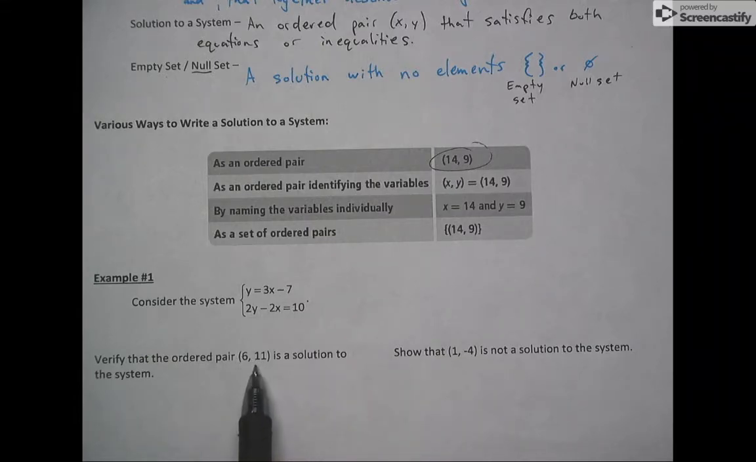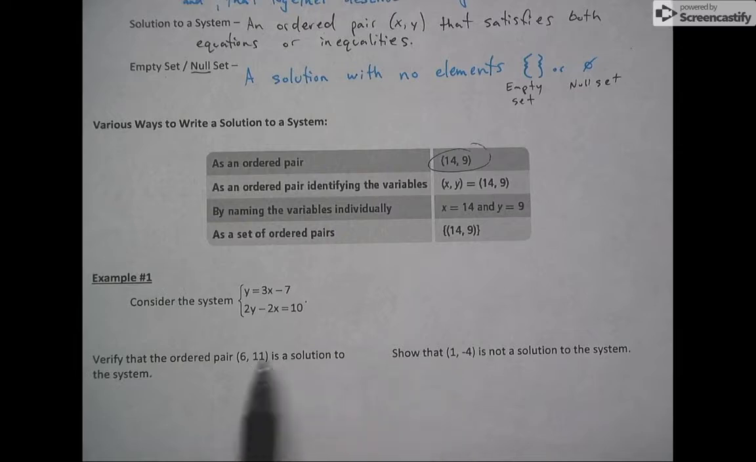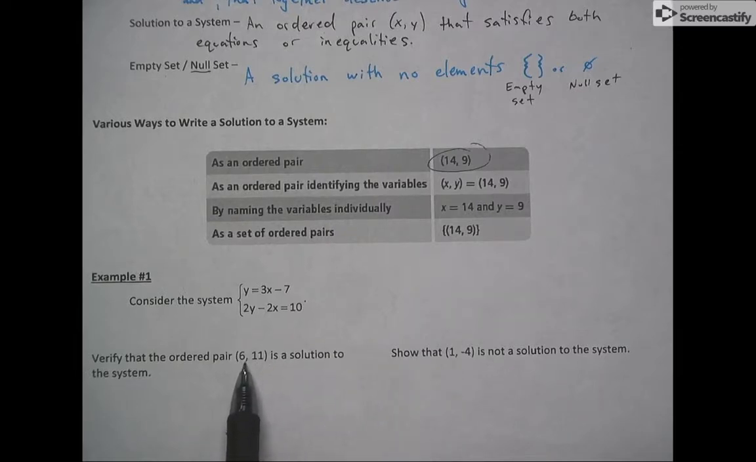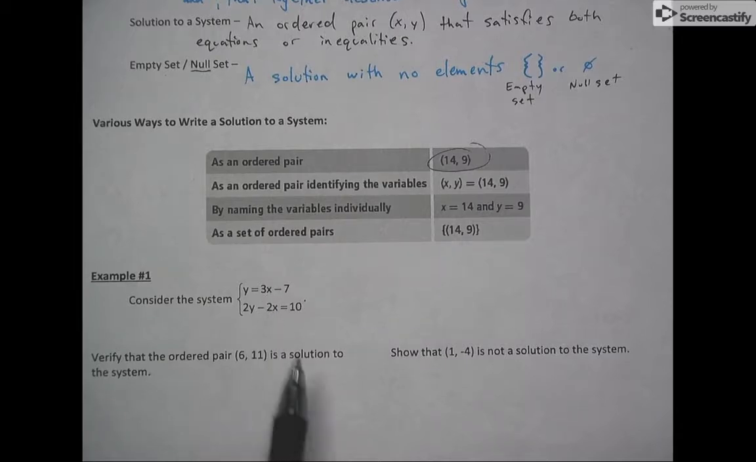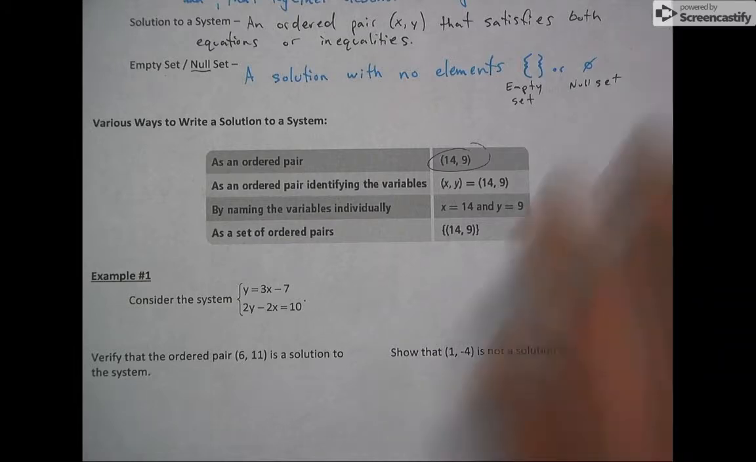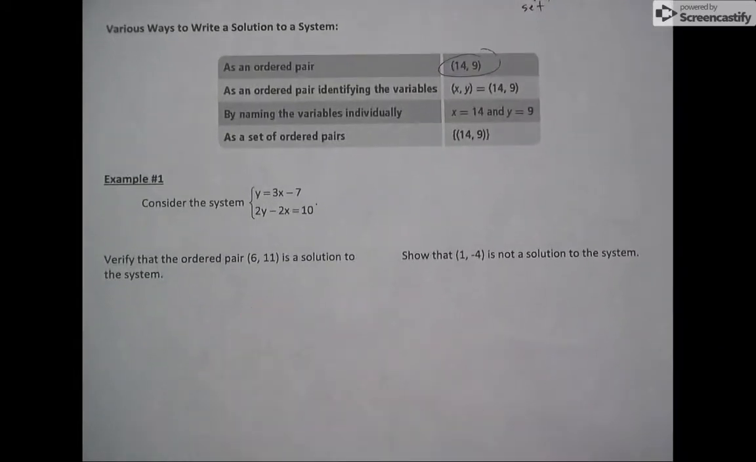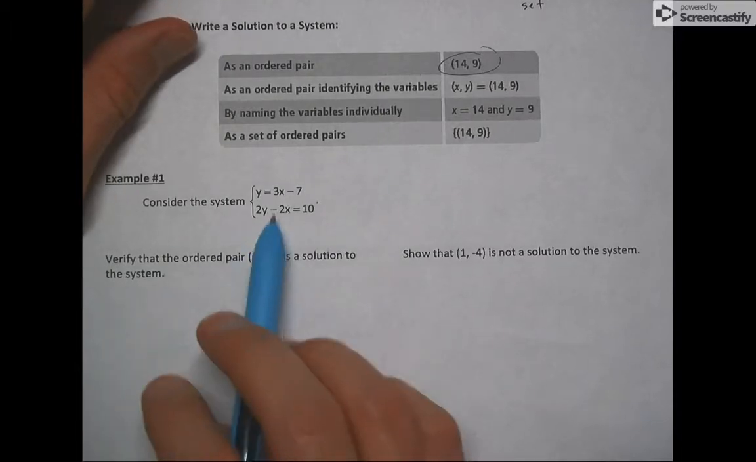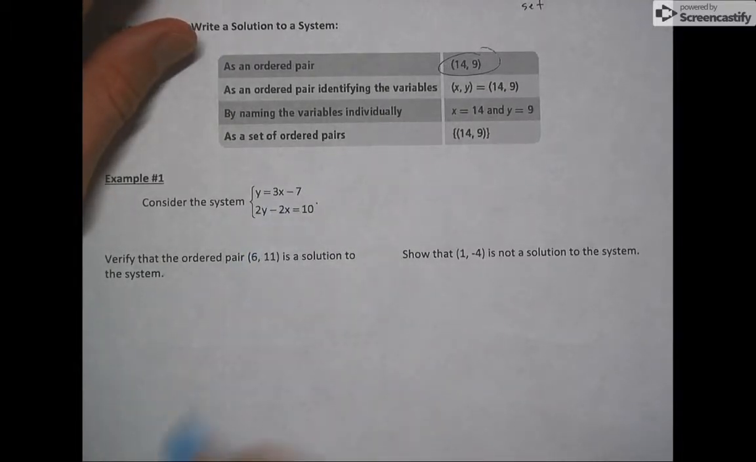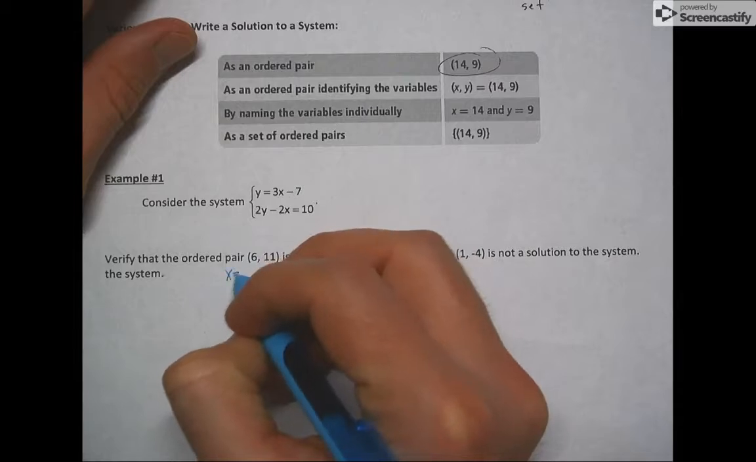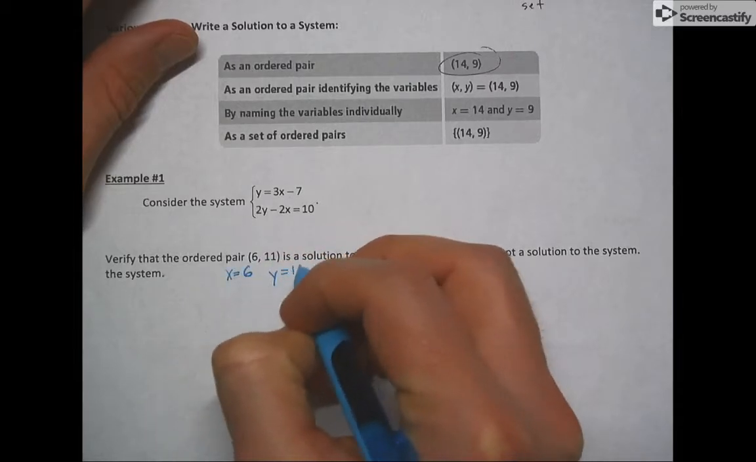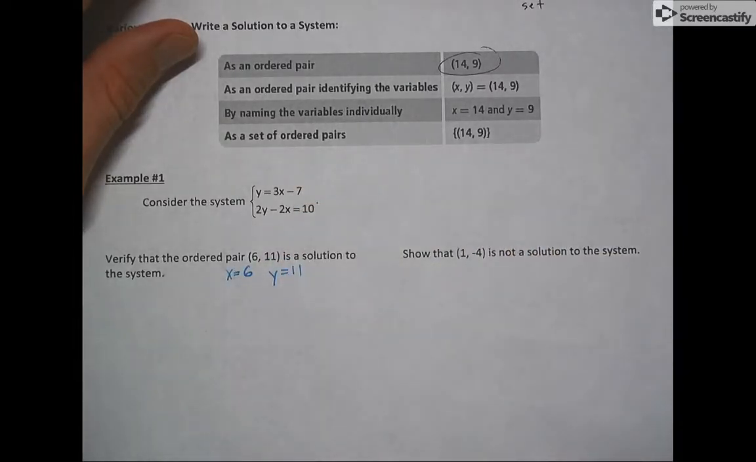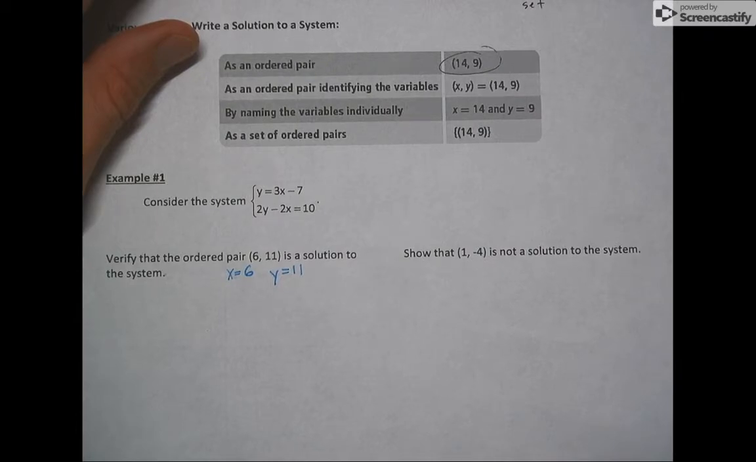Okay, so what we're going to do first, before we talk about how we do this by graphing it and finding the solution, we're just going to look at two different ordered pairs and test to see if they are solutions, because we need to make sure first and foremost that you understand what the solution actually means. So it's got to work for both of these equations. So we're going to verify that this ordered pair is a solution to this system. So that means we're going to take x equals 6 and y equals 11, and we're going to plug it into both of these equations, and see if it works in both of them.